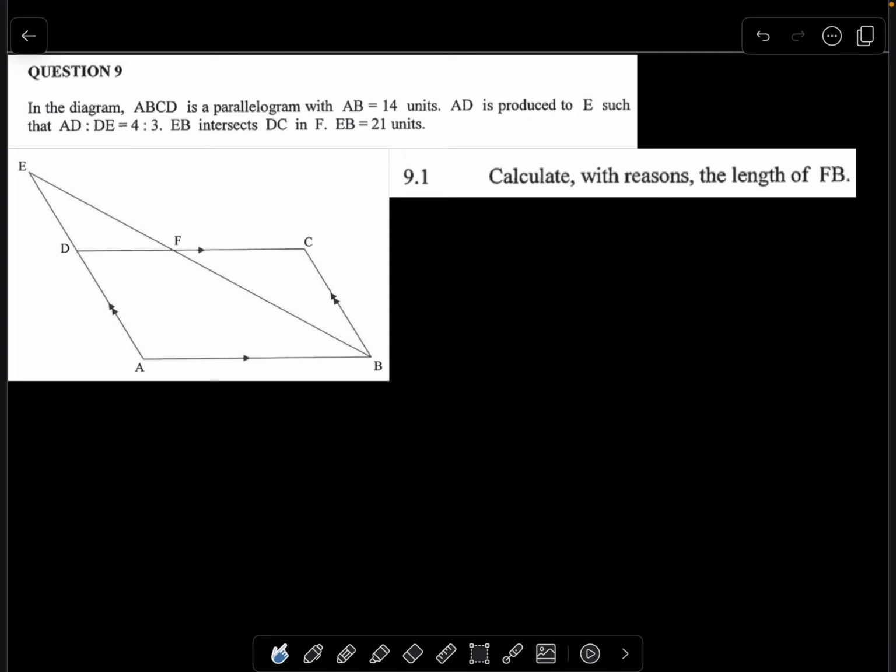So in the diagram, ABCD is a parallelogram. From the jump we know the opposite sides are parallel, and the opposite sides are equal. Those are key things that we know. And we're told that AB is equal to 14 units, so that means DC is also 14 units long. Let's fill that in.